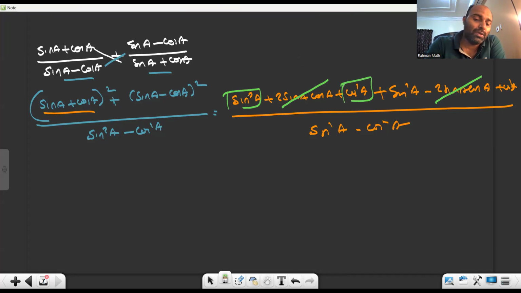Sin square A plus cos square A, this is what you want. And here also, sin square A plus cos square A, that's also what to do.